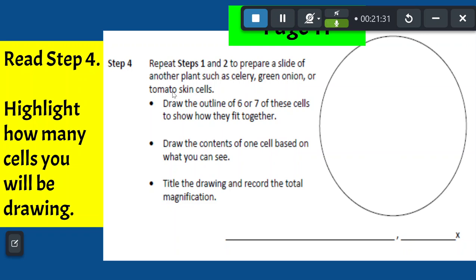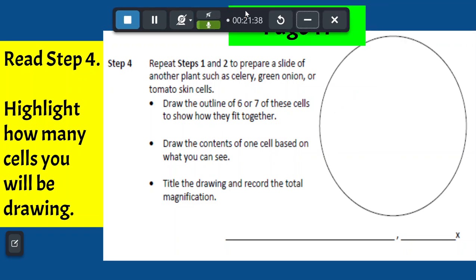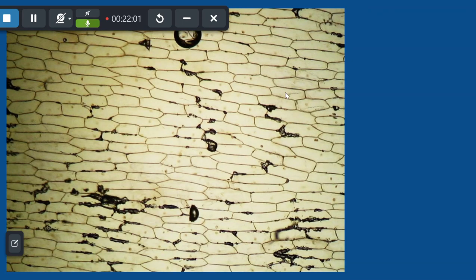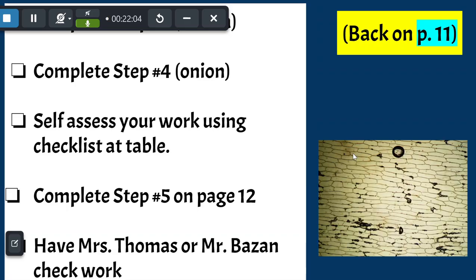All right, so after you do your Elodea cell, you're going to be making a record of your onion cell, also on page 11. So 6 or 7 of the cells, that's what you're going to draw, and then draw the contents of just one of the cells. On the onion cells, you're going to pretty easily see the cell wall, and it depends on the day how well the nucleus will take that iodine dye. Okay, so again, that's kind of what the onion cell is going to look like.